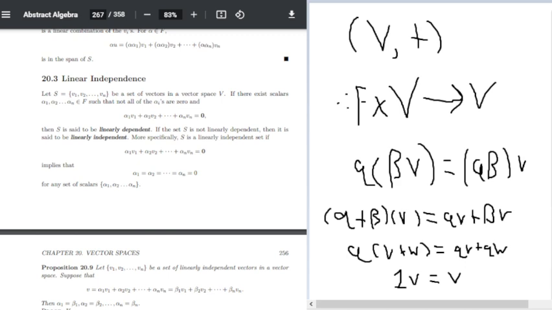More specifically, S is a linearly independent set if alpha 1 v1 plus alpha 2 v2 plus on and on plus alpha n vn equals the 0 vector implies that alpha 1 equals alpha 2 equals on and on equals alpha n equals 0, for any set of scalars alpha 1, alpha 2, all the way to alpha n. So what it's basically saying is that you can't represent one vector as a combination of the others. Each vector adds new information to this.